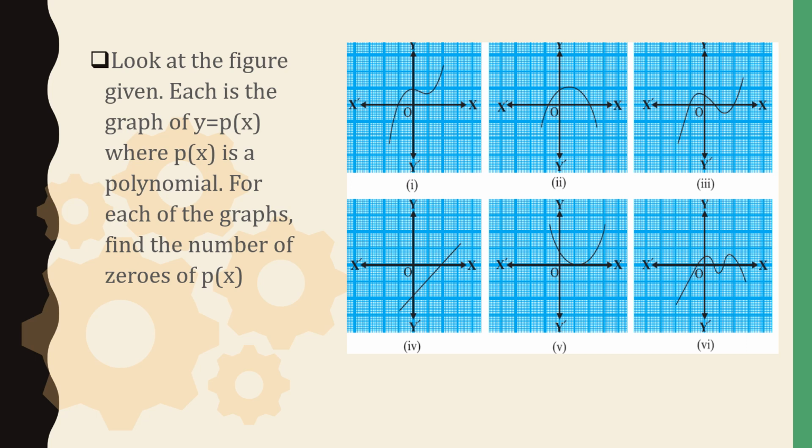And for the fourth case, you can see it is touching the x-axis at 1 point, which means the number of zeros will be 1. For the fifth case, you can see here also your graph is intersecting the x-axis at a single point, and hence the number of zeros will be 1. For the last case, you can see in this graph, your particular graph intersects the x-axis at 4 distinct points, and therefore the number of zeros will be 4.